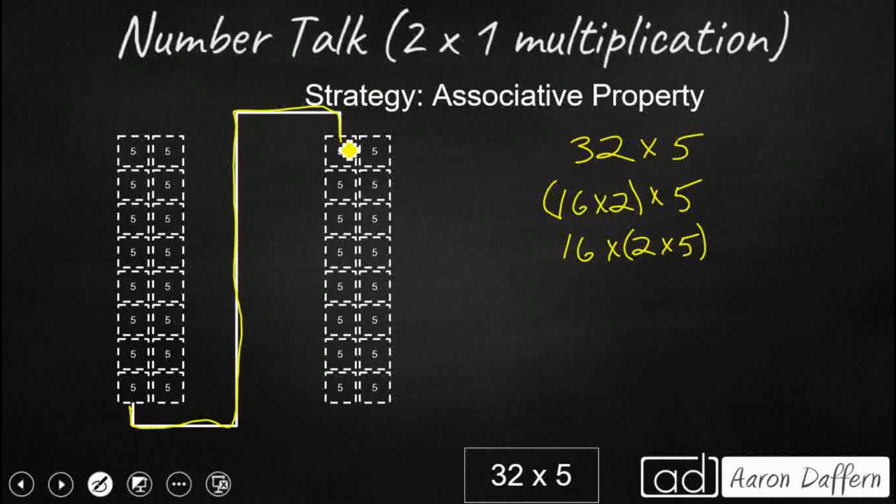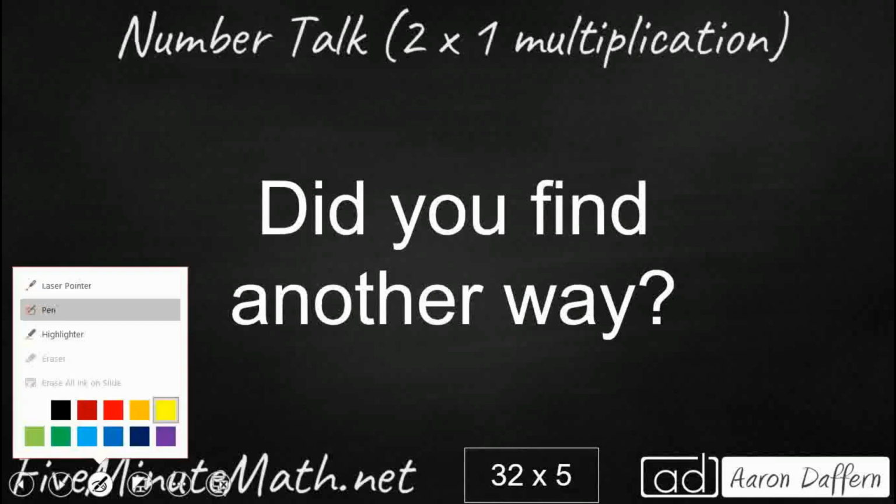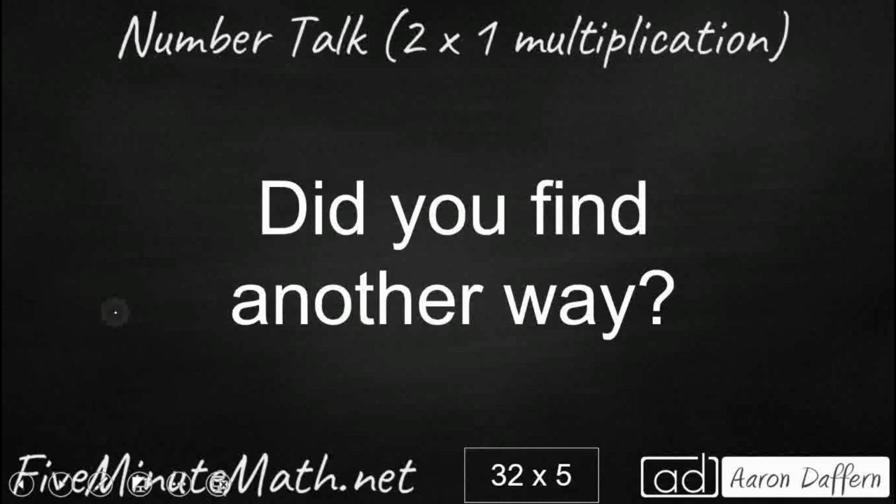So I've got 2 columns. And each column's got groups of 5, so that's 10. So I'm just going to count 10. I'm going to skip count by tens all the way until I get 16 times. And that's going to get me 160. So all the way down here, just skip count by tens until you get 16 times. That's 160 once again.